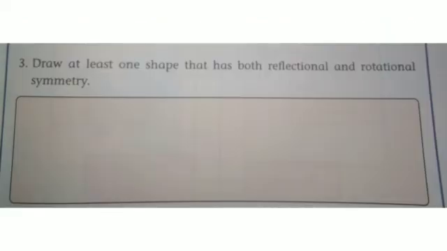Look at the next question. Draw at least one shape that has both reflectional and rotational symmetry. We have seen many shapes under the topic symmetry in previous pages. You have to think of it and write the correct answer for the third question, children.